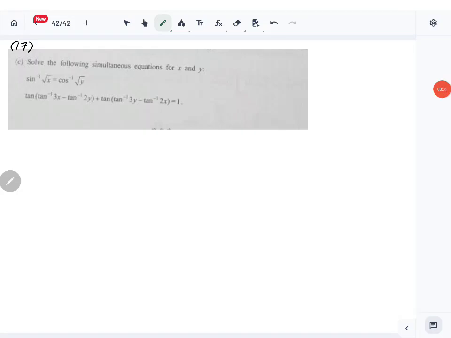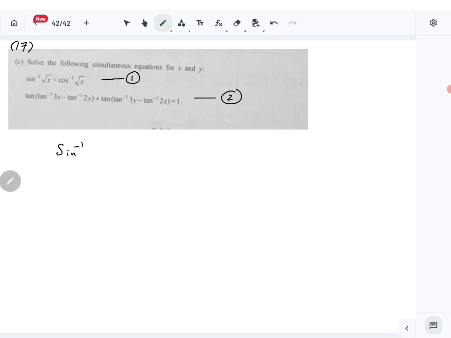Right. Let's look at question number 17, part C, the inverse trigonometric part. Solve the following simultaneous equations for x and y. Right. So let's look at the first one.